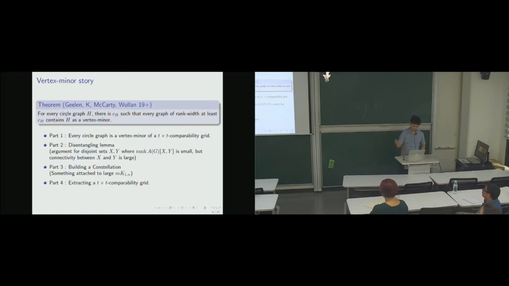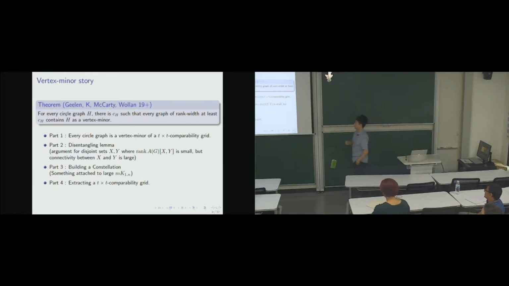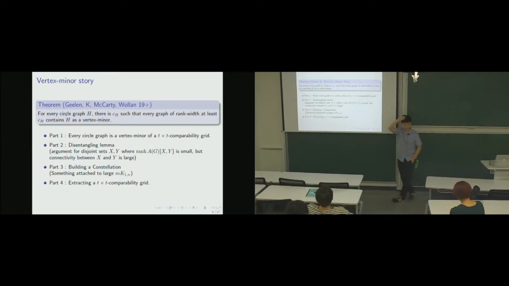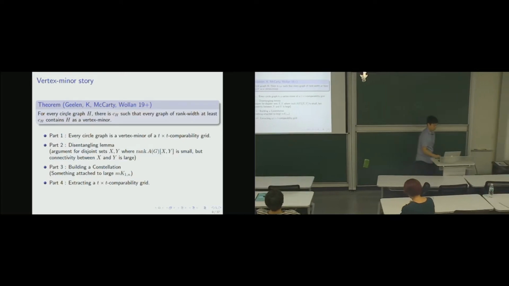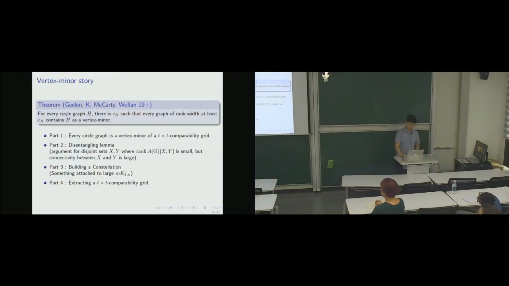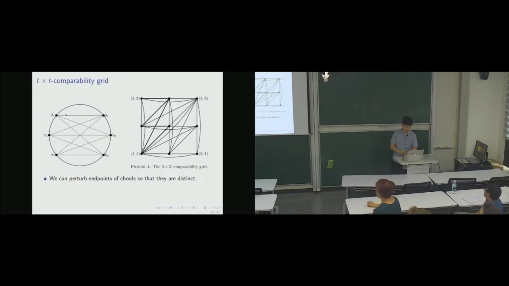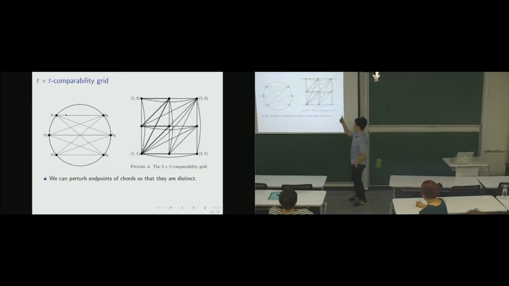And then the last part is that you can extract some comparability grid from this intermediate construction. Okay, the first part is the circle graph and the comparability grid. Probably this is the most elementary part. So this is the comparability grid.